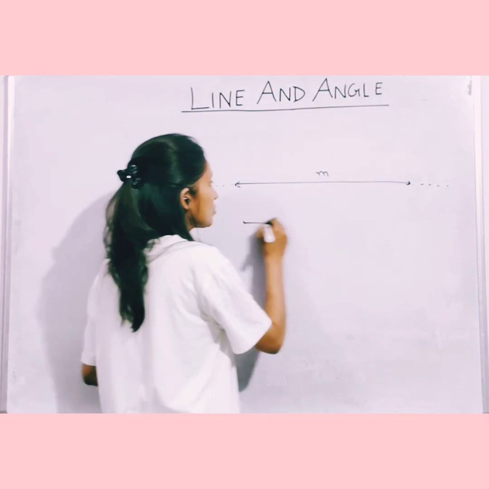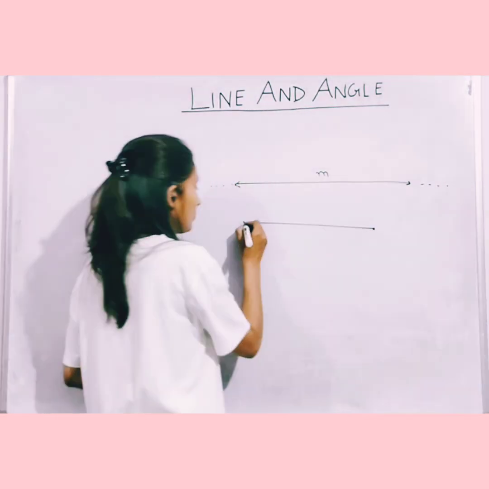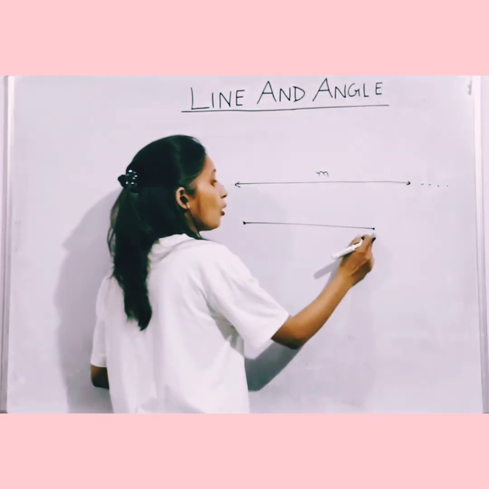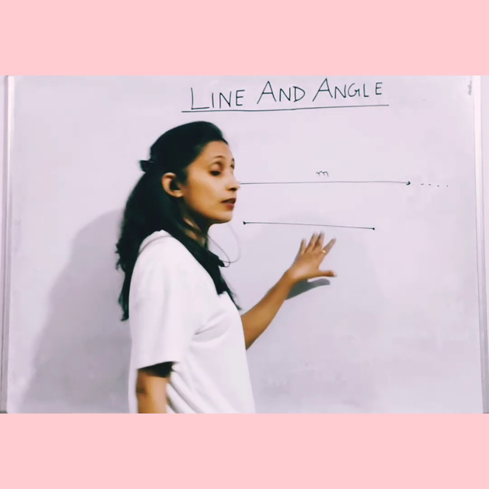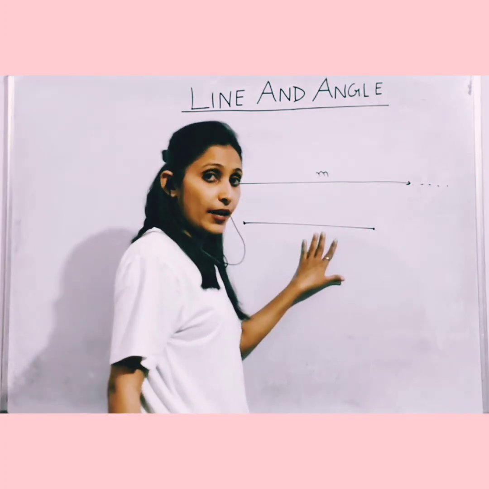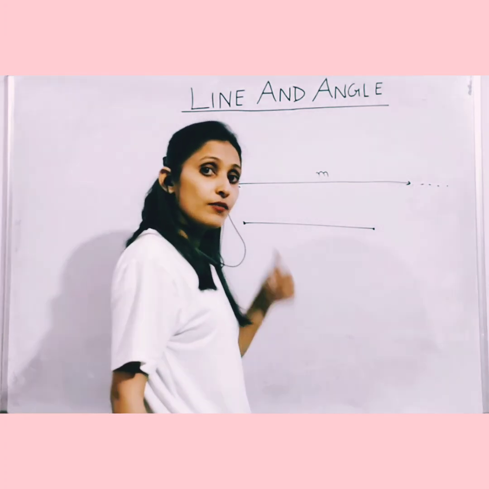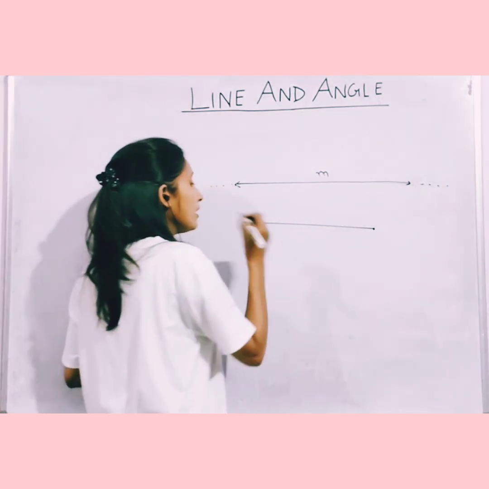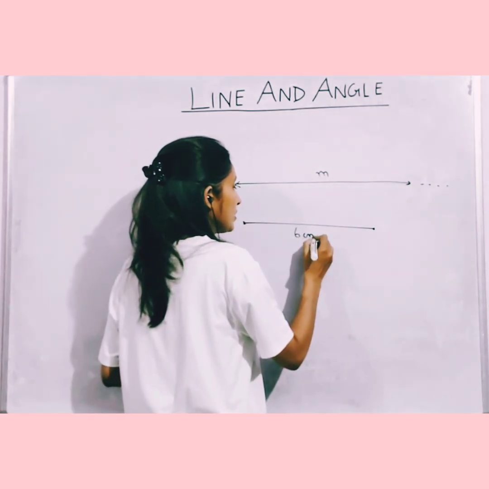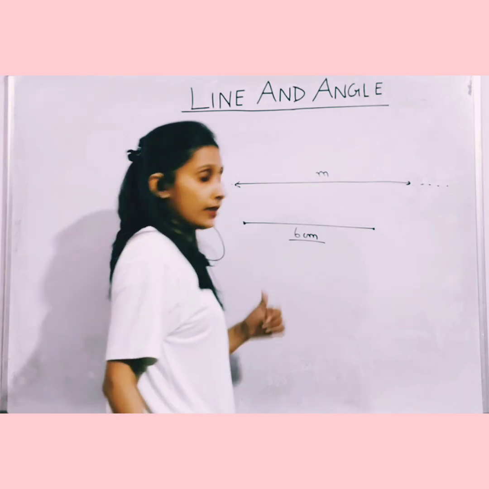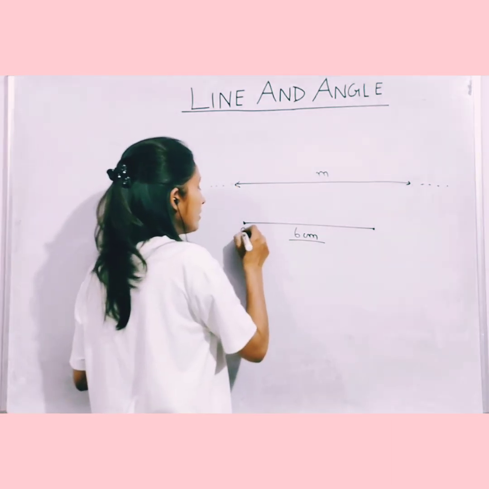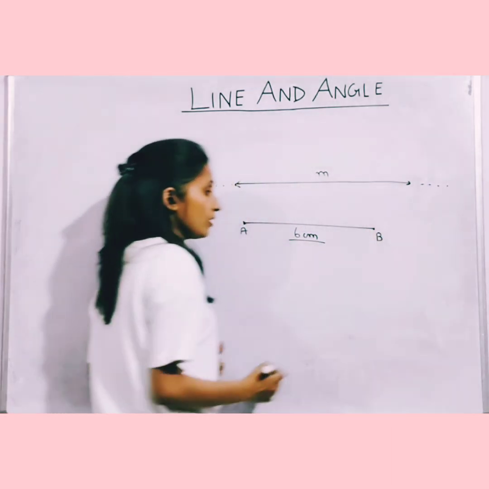Now I am going to show you a line segment. The end dots represent that a line segment has endpoints and it has finite length. Let's say it has 6 centimeters as its length and I'll call it line segment AB.